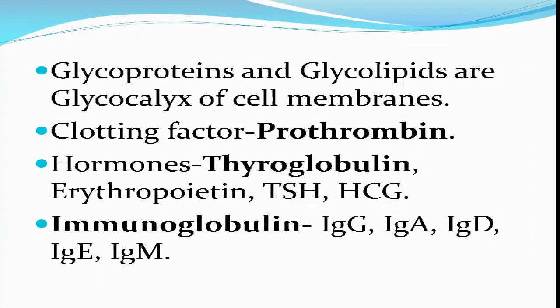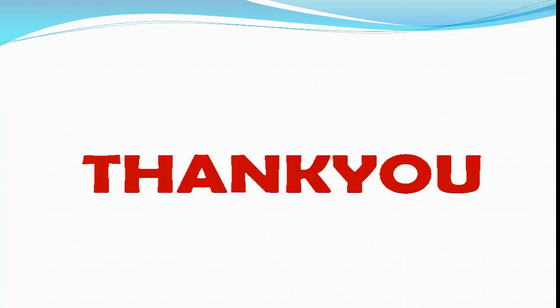And then there are glycoproteins along with some other molecules known as glycolipids, which are lipid plus carbohydrate, that we will discuss when we discuss the chemistry of lipids. They all form a very important part of the cell membrane, which is known as glycocalyx. Then there are some clotting factors, some hormones, then immunoglobulins. So many different types of proteins in our body are glycoproteins. A large proportion of all the proteins in our body actually are glycoproteins.